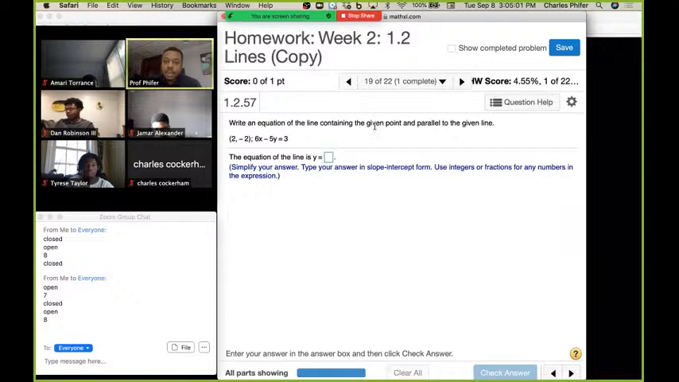Write an equation of the line containing the point and parallel to the given line. So we want to go through this point and parallel to this. We're going to have to write this one down. So now we're in week 2. This comes from section 1.2 lines, and this is question number 19. It comes from 1-257. So our line needs to be parallel to the line 6x minus 5y equals 3, and through the point (2, -2).